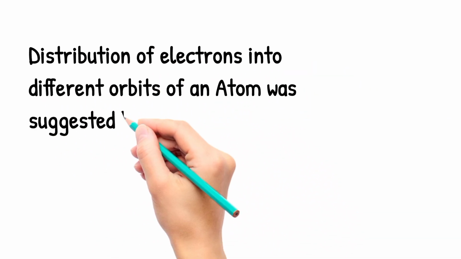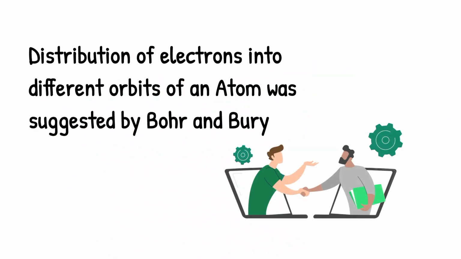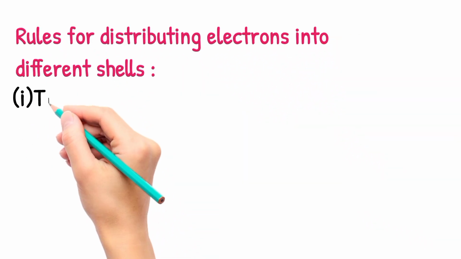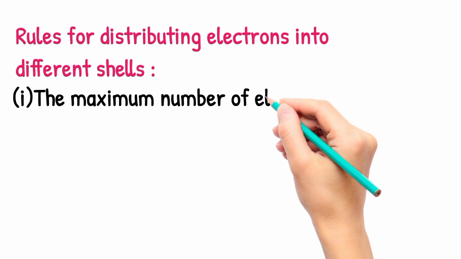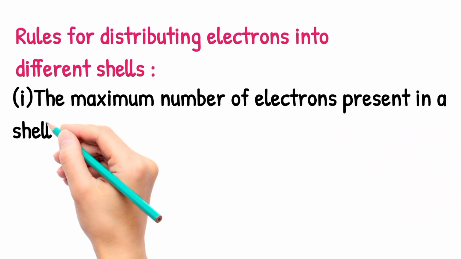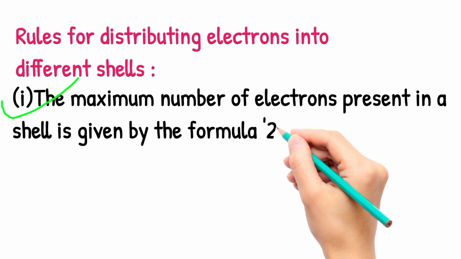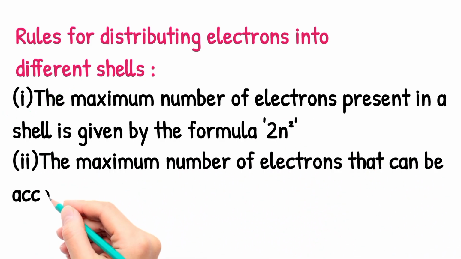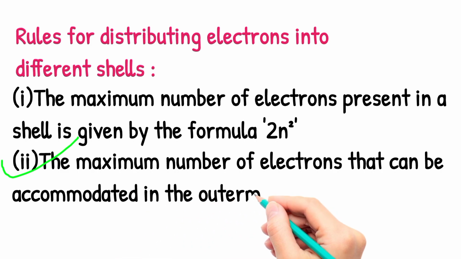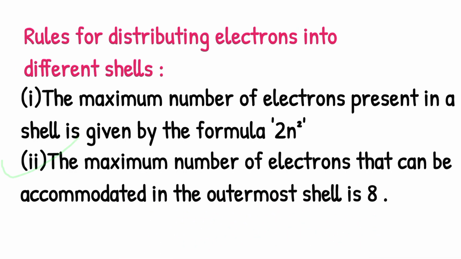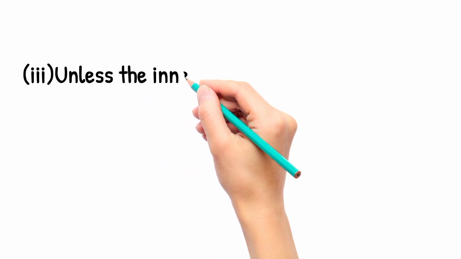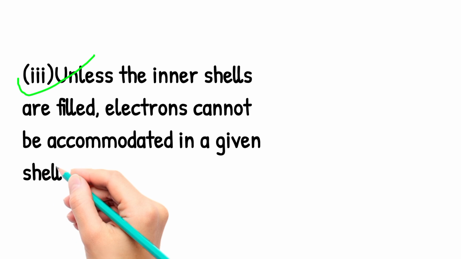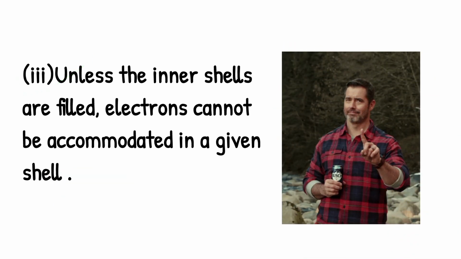Now, distribution of electrons in different shells. Distribution of electrons into different orbits of an atom was suggested by Bohr and Bury. There are certain rules that need to be followed while distributing electrons into different shells. First, the maximum number of electrons present in a shell is given by the formula 2n squared. Secondly, the maximum number of electrons that can be accommodated in the outermost shell is 8. Thirdly, which is the most important one, unless the inner shells are filled, electrons cannot be accommodated in a given shell.